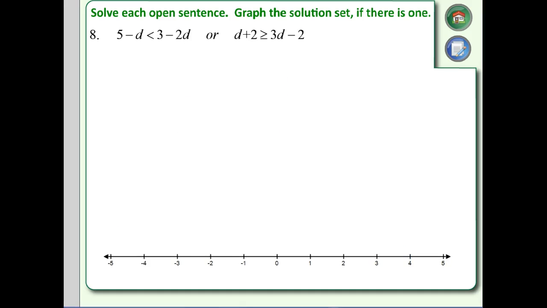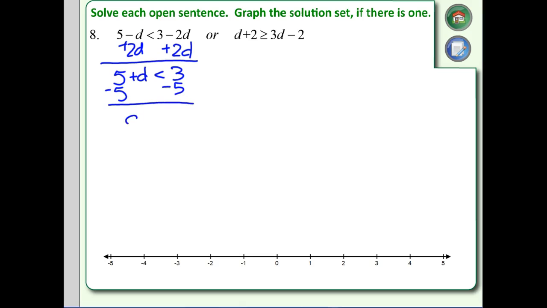Okay, let's look at one more. Number 8, again, this is a disjunction. It says or, so we have two inequalities to solve, and then we graph them on the same number line. All right, so since I'm doing an inequality, I'm going to go ahead and put my d's out in front. That makes sense since I have to have the letter in front to graph correctly anyway. So now we've got 5 plus d is less than 3. And then we're going to subtract 5 to the other side. We've still got to get d alone. So d is less than negative 2.